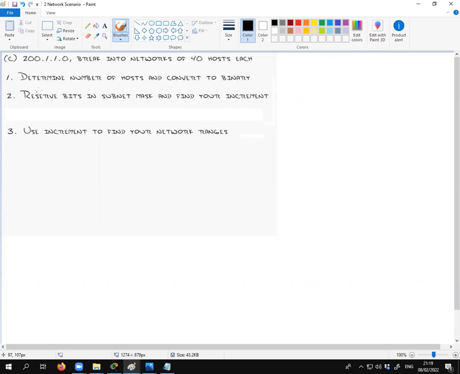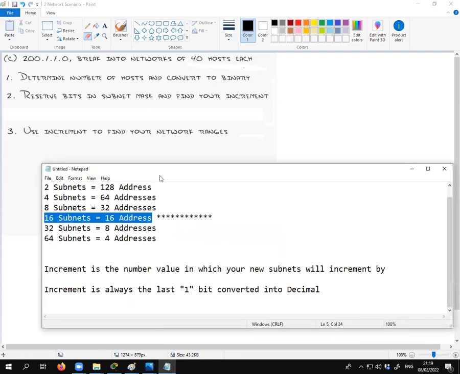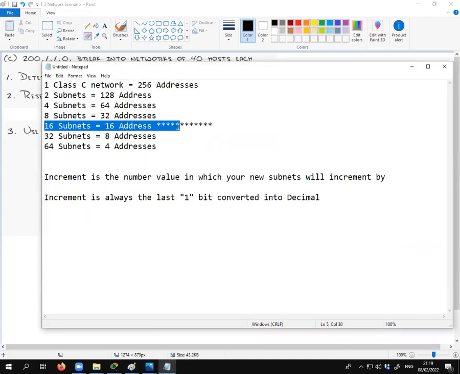It says we have 200.1.1.0 to break into networks where there must be at least 40 hosts. All of our questions to date were basically saying we must have X amount of subnets. Now it's saying we must have X amount of hosts. So create as many networks as possible, but you must have 40 hosts. So this is where our table comes in. It's still very useful, but instead of looking at the left here, we need to look at the right.